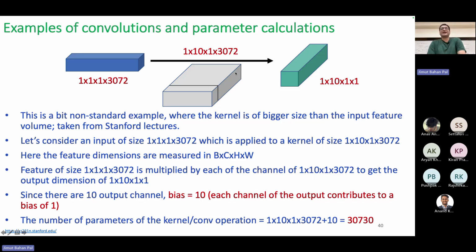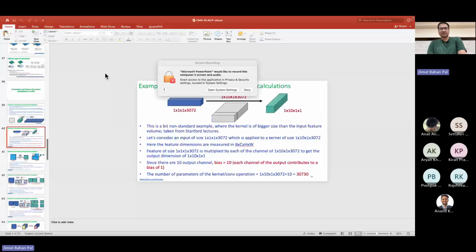The number of parameters for this operation is 1 cross 10 cross 1 cross 3072 plus the number of channels in the output. The number of channels is 10, so there will be a bias of 10, since the number of filters we are using is currently 10. So let me show this.